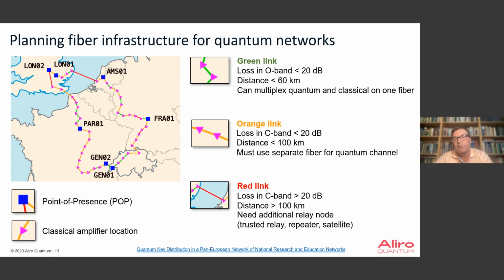Finally, the red links have more than 20 decibels of loss in the C band, which translates roughly to more than 100 kilometers. And in this case, the distance is too long for a quantum channel, even if you used a separate fiber. In this case, the only option is to introduce an additional relay node, which is the most expensive scenario. So from this example, it's very clear that the maximum distance of a point-to-point quantum link is a very important factor in the overall feasibility and cost of a quantum network.